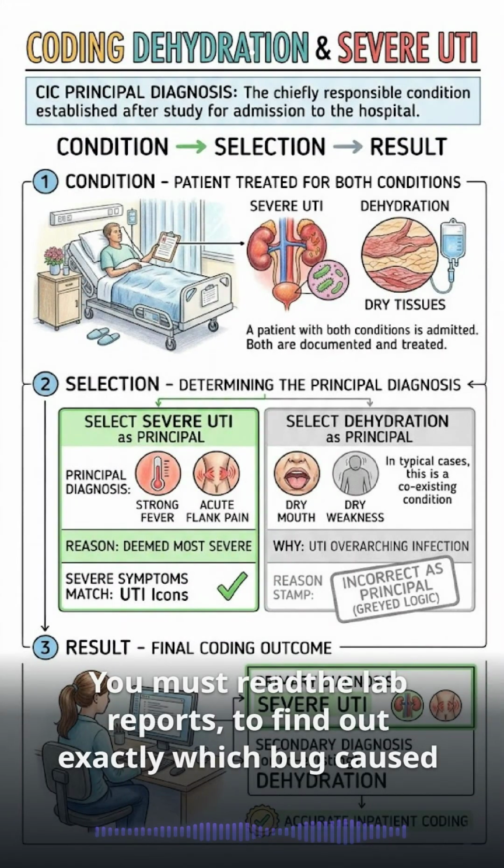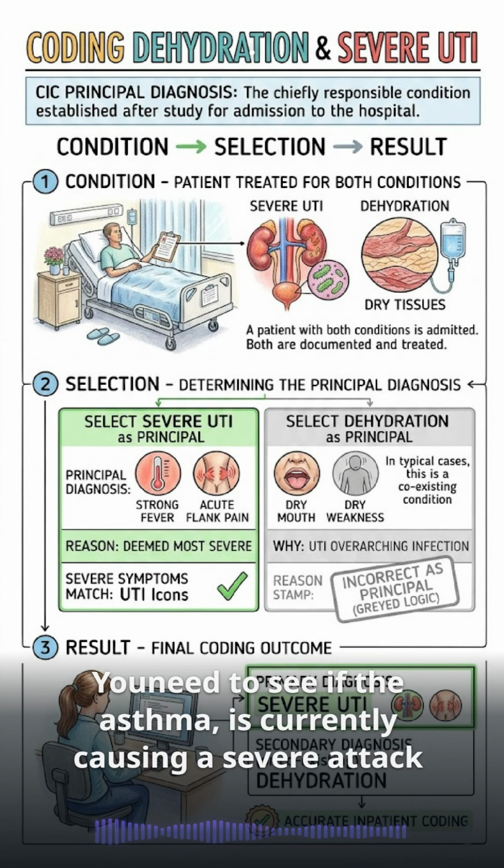Asthma is another big lung disease, which makes the breathing tubes very tight and narrow. You need to see if the asthma is currently causing a severe attack right now. We call this status asthmaticus sometimes, which means the asthma is not responding to medicine.